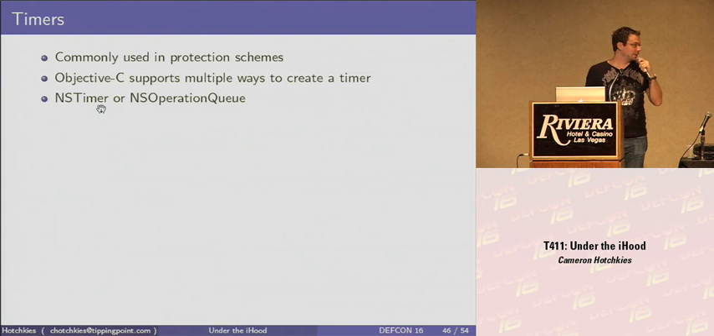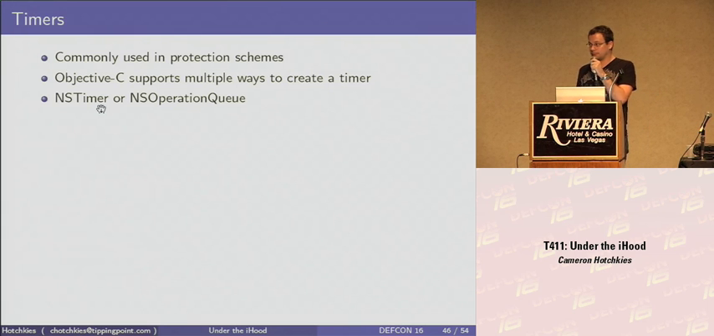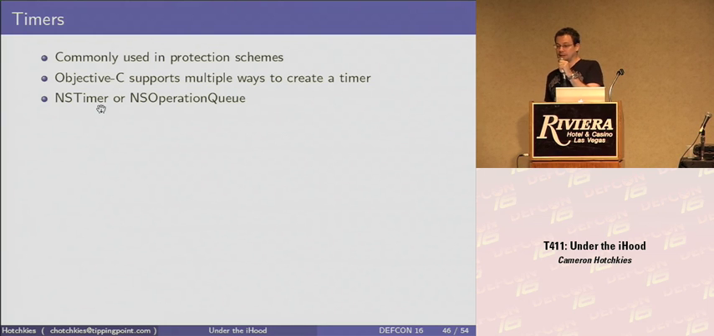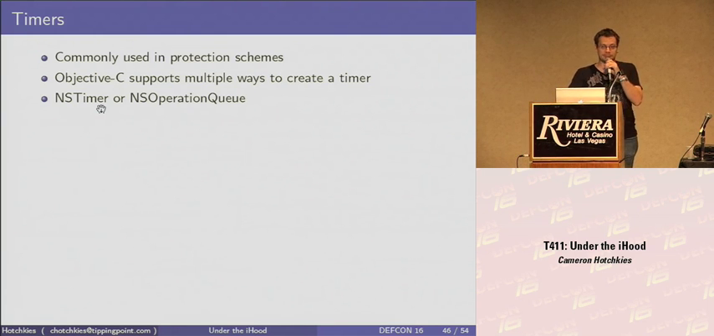So they're commonly used in protection schemes. Objective-C supports various ways to create a timer. You'll see NSTimer with NSThread stuff, or you'll see it with NSOperationQueue. This is a new one that's been added in 10.5 as well. And if you see these going on, it's pretty obvious what NSTimer is. NSOperationQueue is very frequently used with timers.